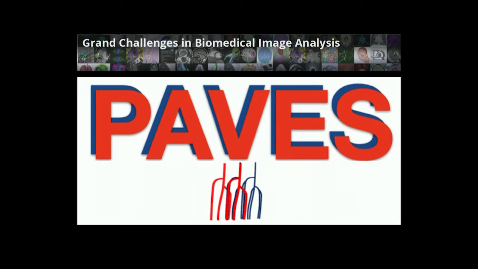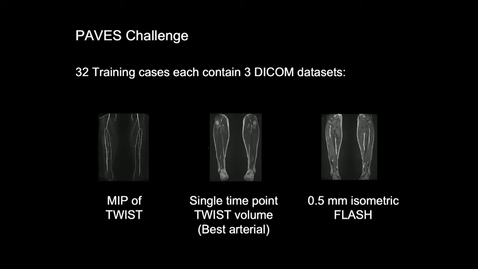So we posed PAVES, the Peripheral Artery Vein Enhanced Segmentation Challenge, through the Grand Challenges website. The data sets that we gave were 32 sets, each comprising a MIP of the twist. This is really just to give a purely visual overview. Then the best arterial time point from that twist was given as a non-subtracted volume. So the arteries would be completely enhanced, but there should not be any venous contamination on that at all. And then our 0.5 isovolumetric kind of equilibrium phase acquisition.